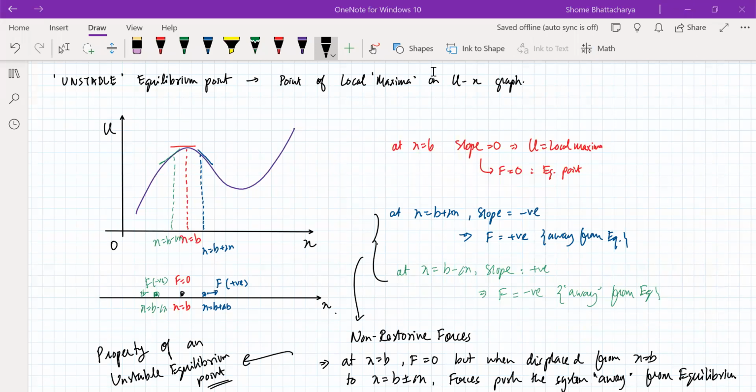You can also relate stable and unstable equilibrium with, for example, gravitational potential energy. When a particle is at the bottom of a valley, at that bottommost point the gravitational potential energy has a minima. So it's a stable equilibrium point. But if it is at the peak point of a hill, then the gravitational potential energy has a local maxima. So it's an unstable equilibrium point. At the peak of a hill, if you displace the particle even slightly, it will tend to run away from the equilibrium point. So that's a simple way to relate this also.